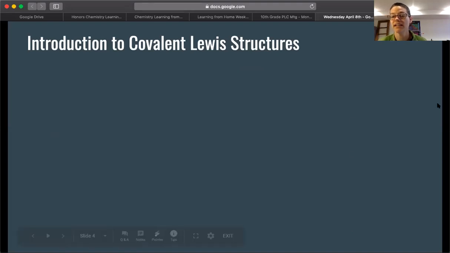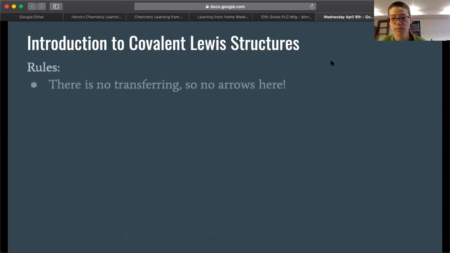Okay, so when we are doing Lewis structures for covalent compounds, it is slightly different than what we did last week with the ionic compounds. The first thing to remember is we are not transferring anything. So that means nothing you draw this week should have an arrow in it. No arrows whatsoever because we're not transferring. Everybody gets to keep what they came with.